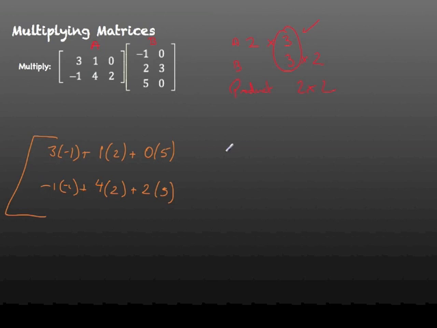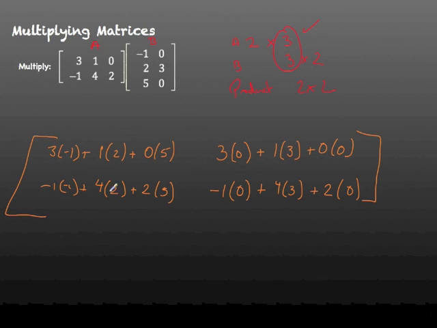Second column, I'm going to go through the same process. 3 times 0. This time I'm using the second column instead of the first column. So 3 times 0 plus 1 times 3 plus 0 times 0. Just matching up the elements from rows to columns. So here again, first row, first column, multiplying these by these and adding the products together. Second row, first column, that's what's down here. First row, second column, that's what I have here. And finally, second row, second column, -1 times 0 plus 4 times 3 plus 2 times 0.